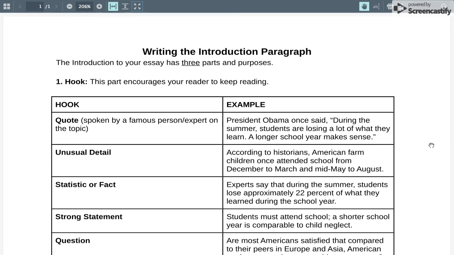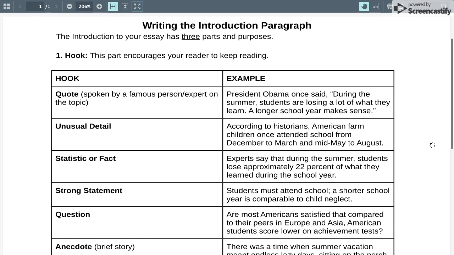Now, there are three parts of an introduction paragraph: the hook, background information, and your thesis. First, your hook, exactly what it sounds like. It is intended to grab your reader. If your first sentence is boring, no one's going to want to keep reading it. It just sort of sets the tone for the rest of the essay.